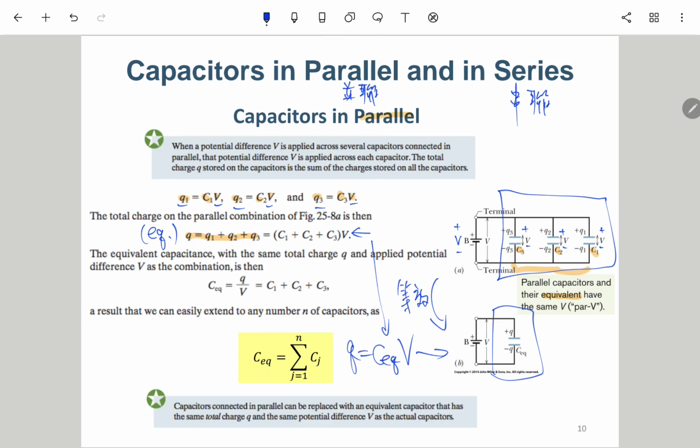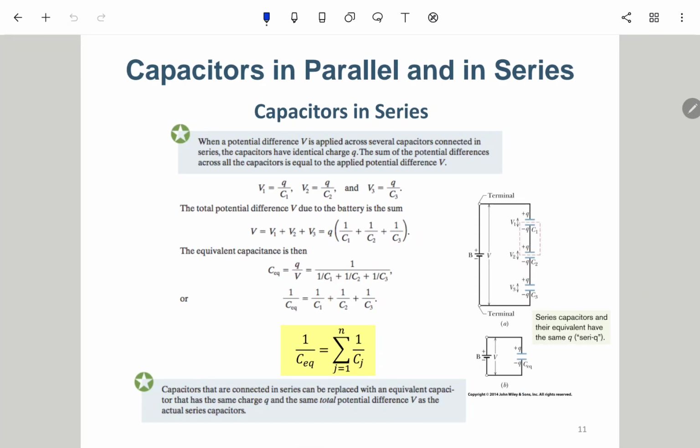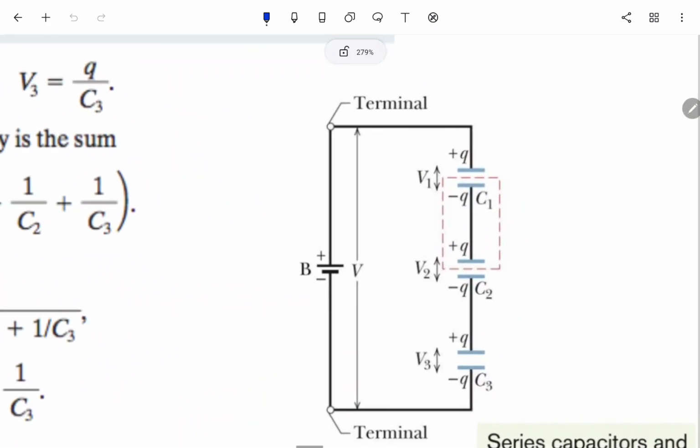Okay, so next is about the series capacitor. For the series capacitor, the circuit is a little bit different. We connect C1, C2, C3 back to back, head to tail. In that case, the positive terminal of the battery is connected to the top plate of C1, the bottom plate of C1 is connected to the top plate of C2, and so on and so forth up to C3, whose bottom plate connects back to the negative terminal.